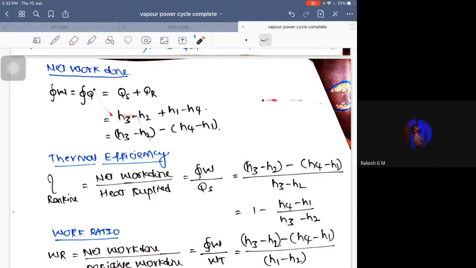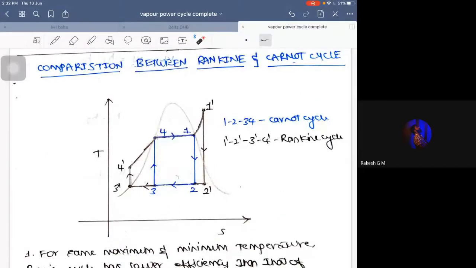Okay. Next is comparison. So what you are comparing is the Carnot cycle and the Rankine cycle. I told you the Carnot cycle is the idealistic form of a cycle and the Rankine cycle is the more practical form of a cycle. Whatever is highlighted in the blue color in the TS diagram, without the dash, 1, 2, 3, and 4, that is the Carnot cycle. And whatever I have highlighted in the black color, 1 dash, 2 dash, 3 dash, 4 dash, again 1 dash, that is the Rankine cycle. Understood? The comparison between the Carnot cycle and the Rankine cycle?